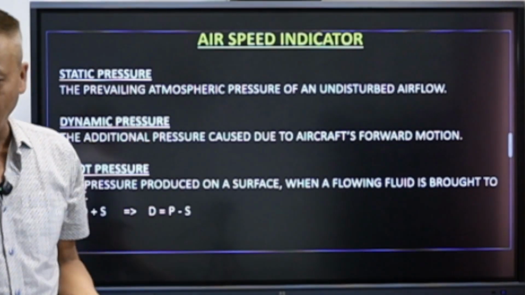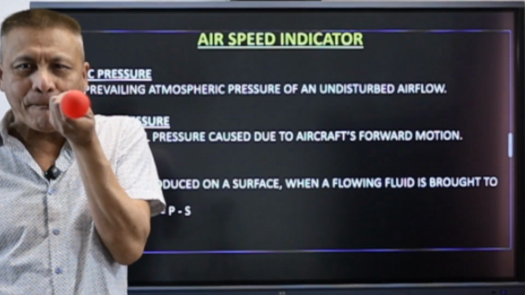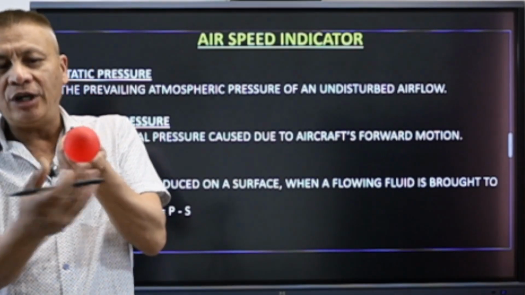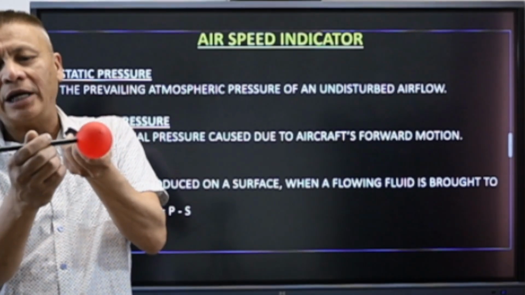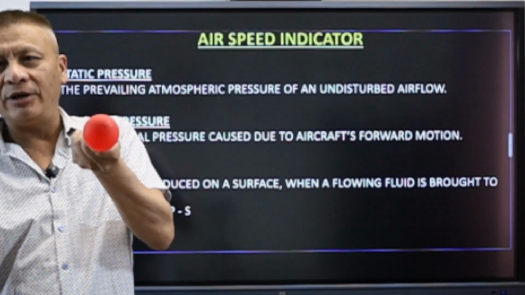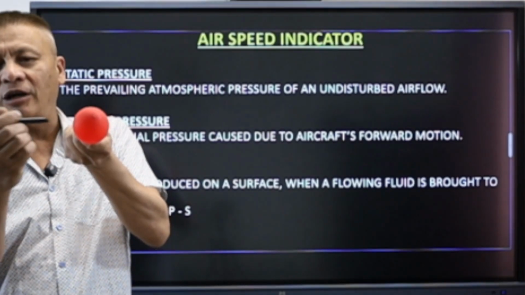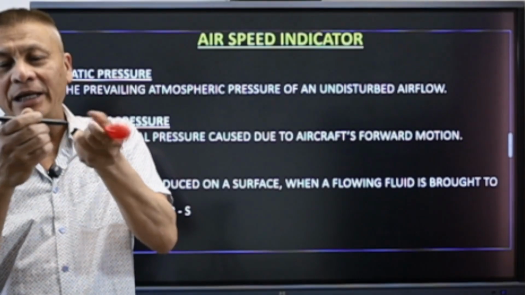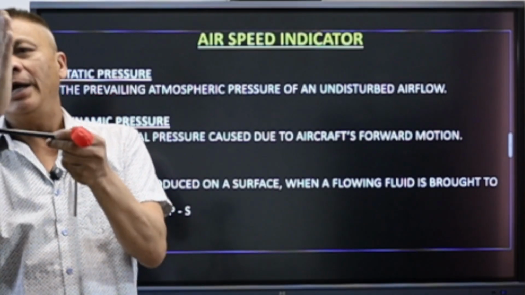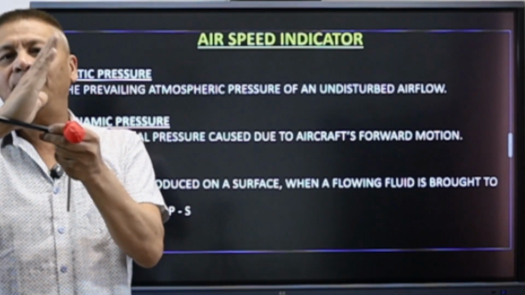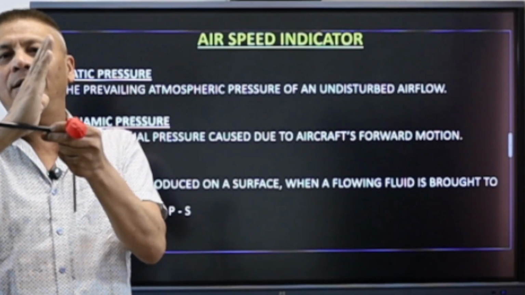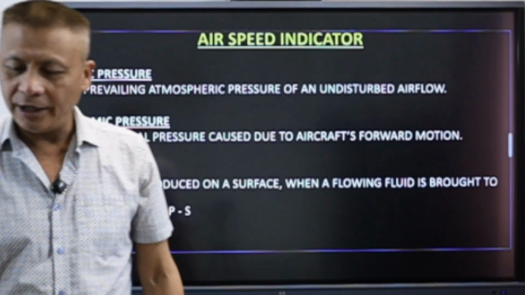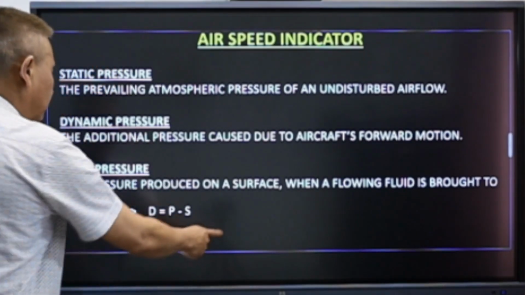Now in this particular balloon, if somehow I connect it to a kind of lever, whenever it expands, this lever is going to move like this. Whenever it contracts, it will move like this. So thereby, if I put a gear on top of it and make it drive a needle, that particular needle will show the airspeed. So this is the working principle of an ASI, or the airspeed indicator.